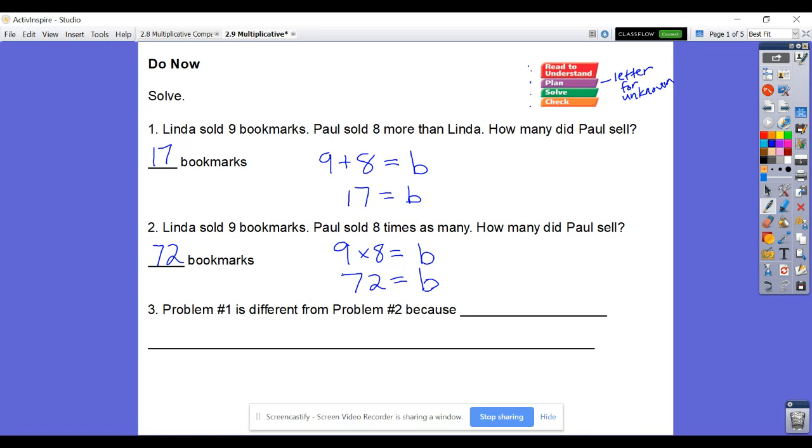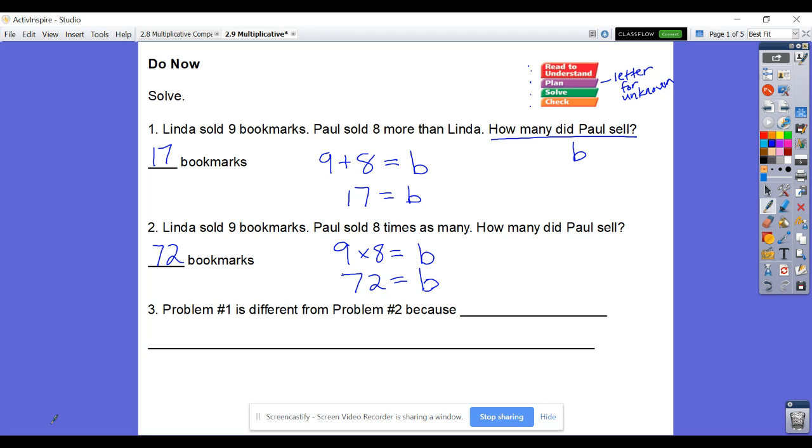So problem number 1 said Linda sold 9 bookmarks and Paul sold 8 more than Linda. How many did Paul sell? So this is our question. I'll underline it. I went ahead and wrote that as an equation. I chose that how many he sold was going to be B for bookmarks. And I said, well, 9 plus 8 more would be B, or 17 equals B. If you agree, give a woohoo. Awesome. So you maybe got 17 bookmarks as well.